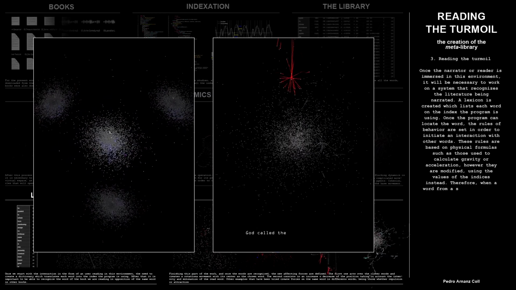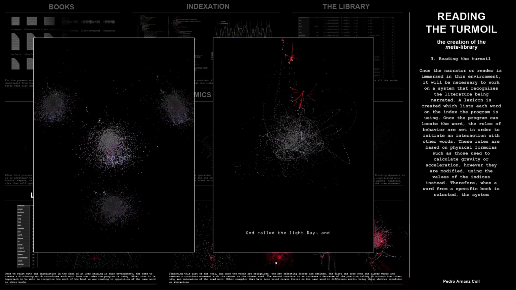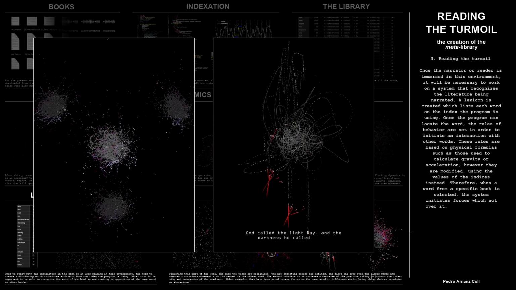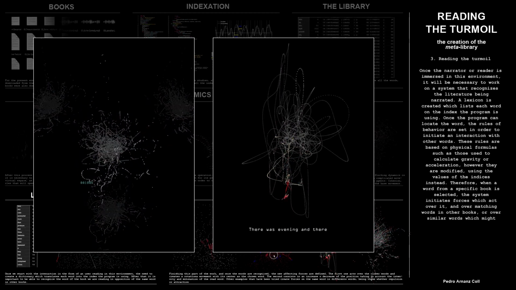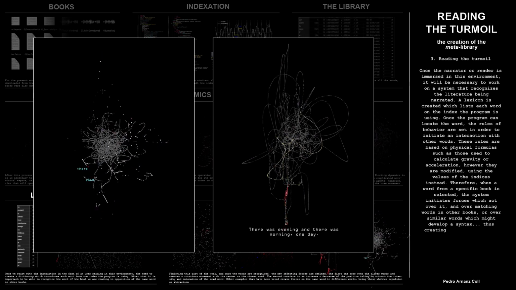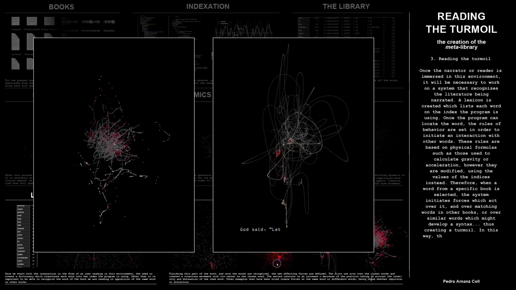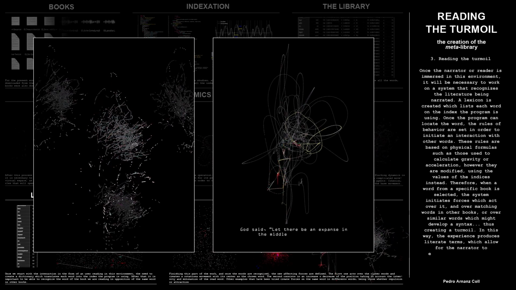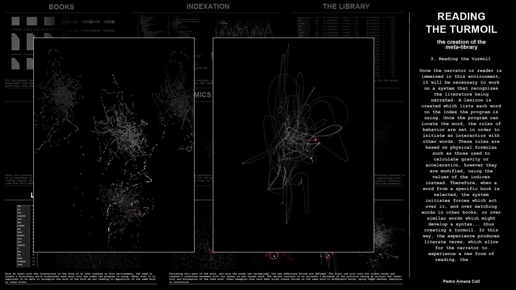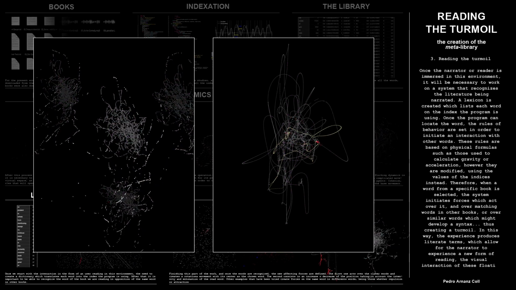Therefore, when a word from a specific book is selected, the system initiates forces which act over it and over matching words in other books, or over similar words which might develop a syntax, thus creating a turmoil. In this way, the experience produces literate terms which allow for the narrator to experience a new form of reading the visual interaction of these floating words.